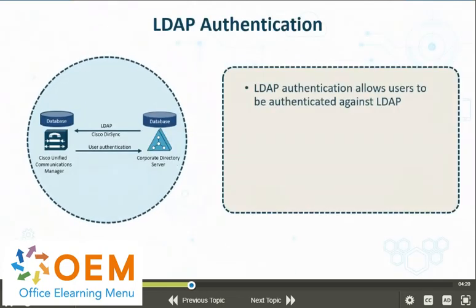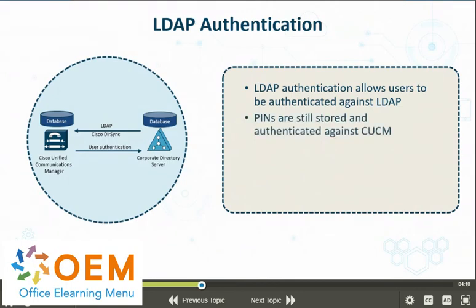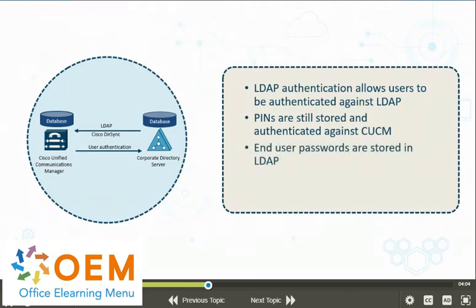With LDAP authentication, users are authenticated against the LDAP database. CUCM forwards the authentication request to LDAP. PINs are still stored locally on CUCM and authenticated against CUCM. End user passwords are stored in LDAP and not on CUCM.